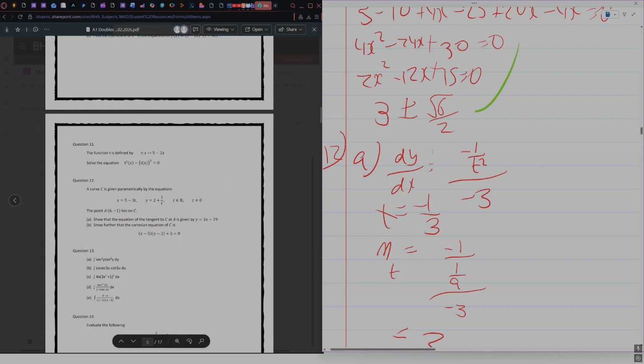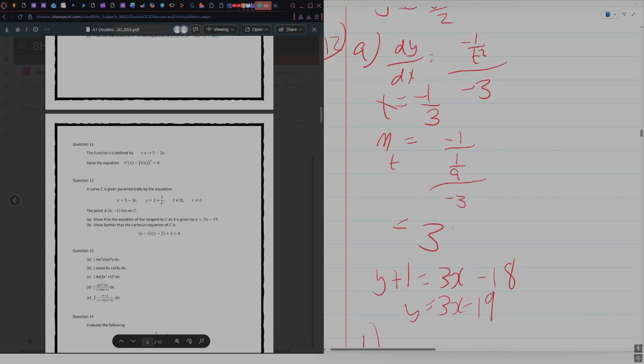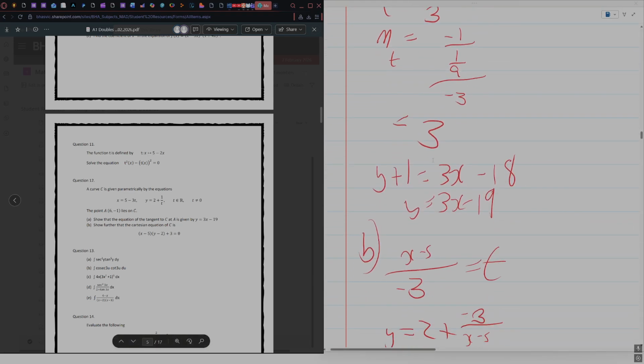dy by dx, so dy dt over dx dt. Then you set t to a negative third, because you can figure that out from solving it. If you use the x or the y equation, you can figure out what t is. Then substitute your t value in, get m is 3, and then you just get your line.